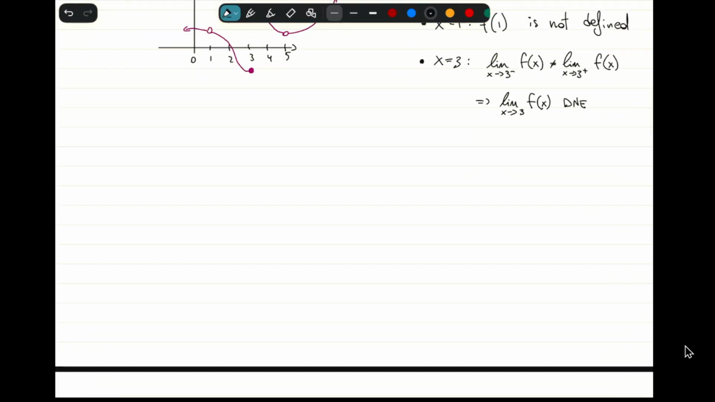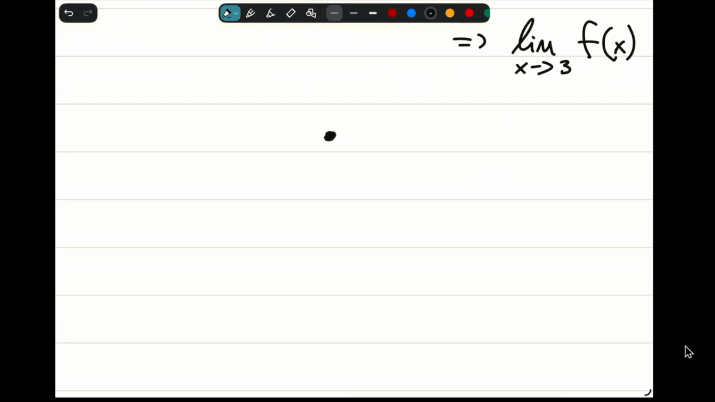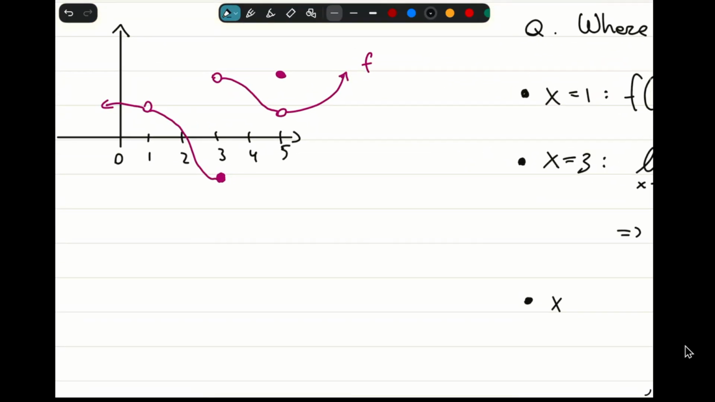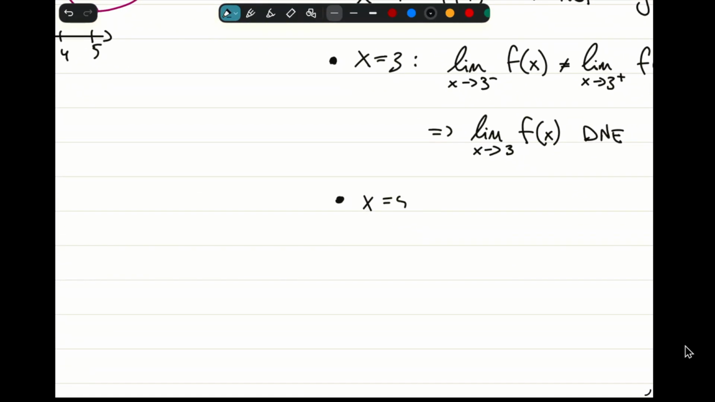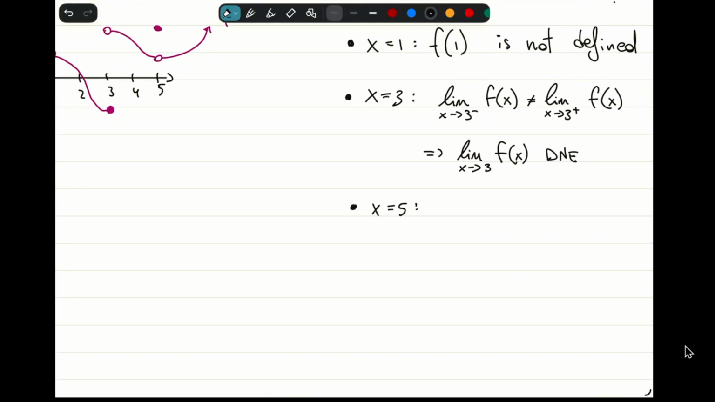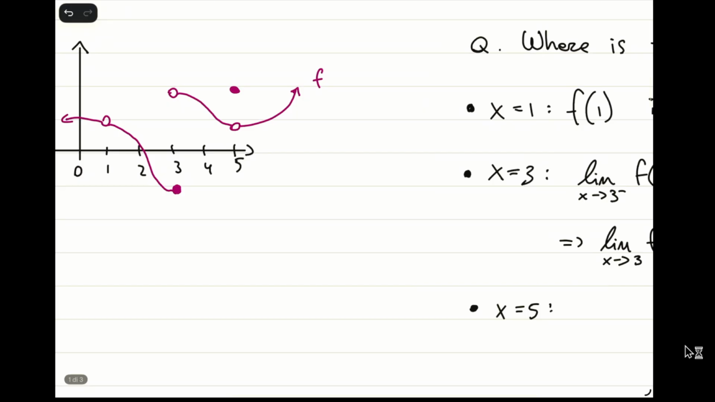So we don't even have to check the other one. Now, let's go on. Let's check the next point. Let's go back to the graph. You can see the next point after x equals 3, where we see some dots, is x equals 5. Now, x equals 5, what do we have?